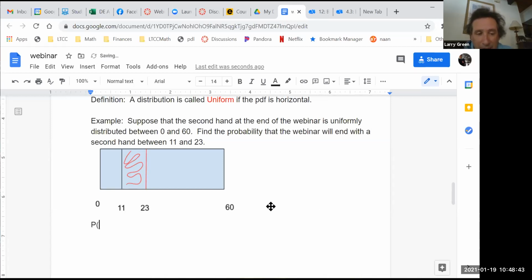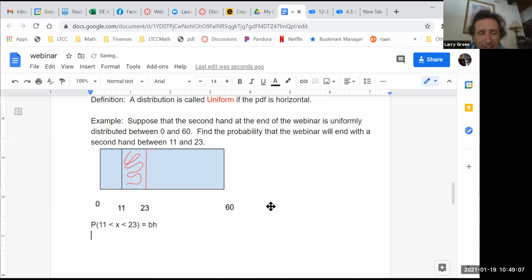So the probability that 11 is less than X is less than 23, that's what we want. And by the way, less than or equal doesn't matter, because equal has no probability anyway. It is equal to the base times the height. I'll write BH, because it's an area of a rectangle. Isn't that beautiful?